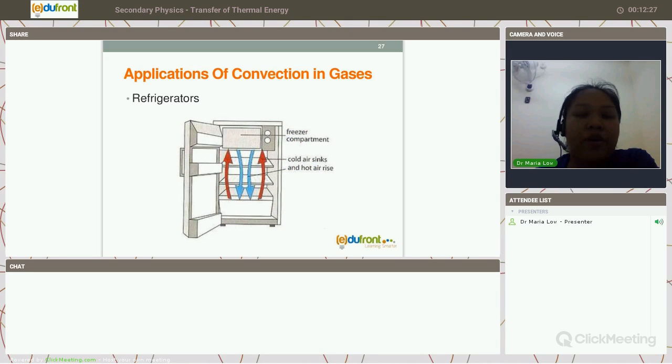Another good example of convection in gases is the refrigerator. The freezer compartment, which is in the upper section, will have cool air flowing downwards because it's denser, and this cool air will channel through to the bottom compartment, and the warm air in the lower compartment will rise up and be cooled by the freezer compartment. So this sets up a convection current in the refrigerator to help in the efficient cooling of the interior of the fridge.